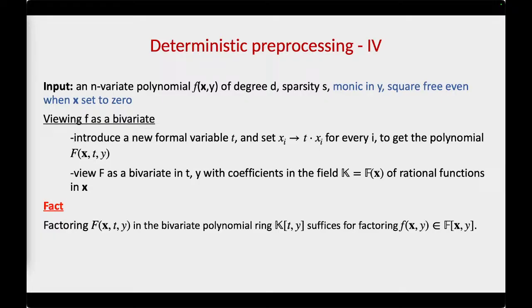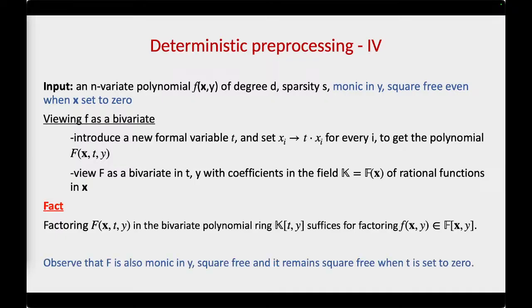Okay. So here's the fact. I'm not going to prove it. It's not difficult to prove. It shows that factoring this polynomial, capital F, in this ring suffices for factoring the original polynomial we started out with. So we are going to view capital F as a bivariate in t and y with coefficients in this field k, and we are going to factor it. And somehow that, in a very black box way, translates to factorization of f of x. This is one of the many things that's called Gauss's lemma. This is an easy application of that.